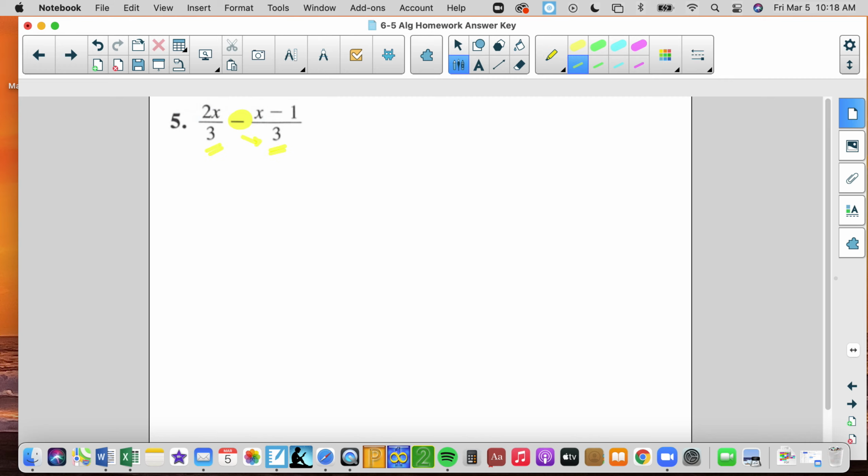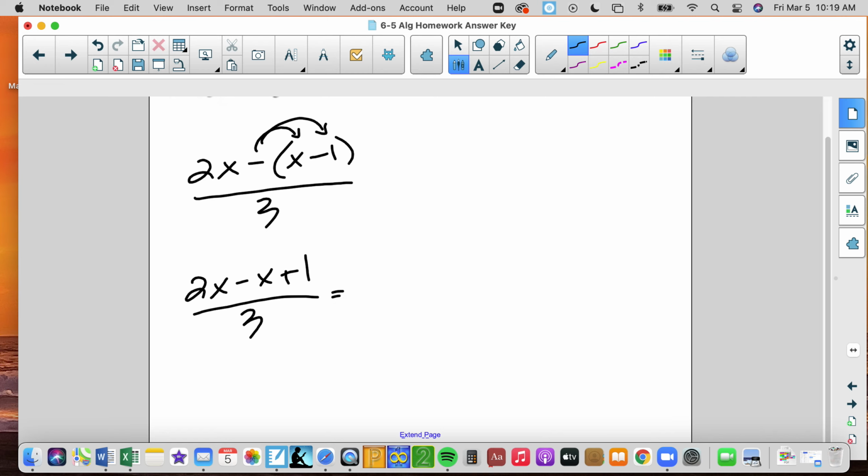So if we distribute, we get 2x minus x plus 1 over 3. We're going to combine like terms. 2x minus x is x, and then we have the constant, and then we have our denominator. And we can't do anything with that. That's factored. There's no canceling that we can do.